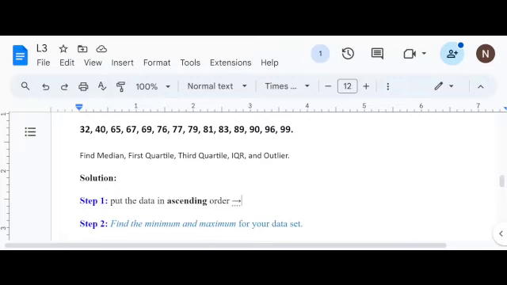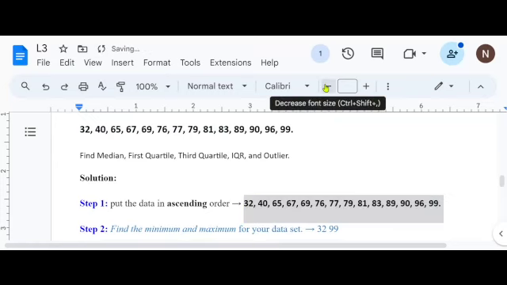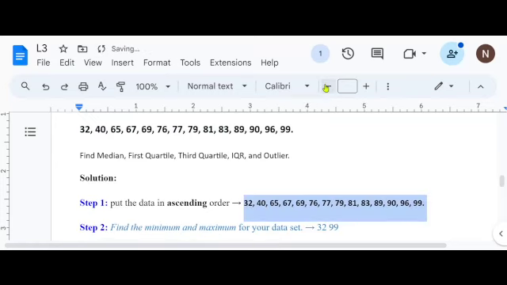So do we need to find the minimum and the maximum? What's the minimum and maximum? 99 and 32. Minimum 32 and the maximum 99. And the numbers are already in ascending order, correct? Yeah, it's good.